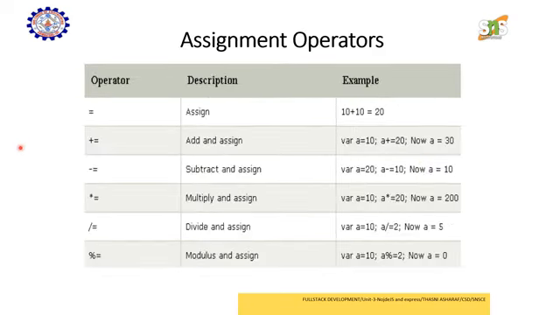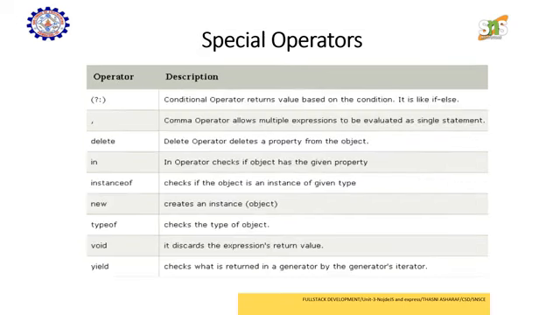An assignment operator is nothing but assigning values to a variable. The operators are assign, add and assign, subtract and assign, multiply and assign, divide and assign, and modulus and assign. These are the examples that we are mentioning for assignment operators.